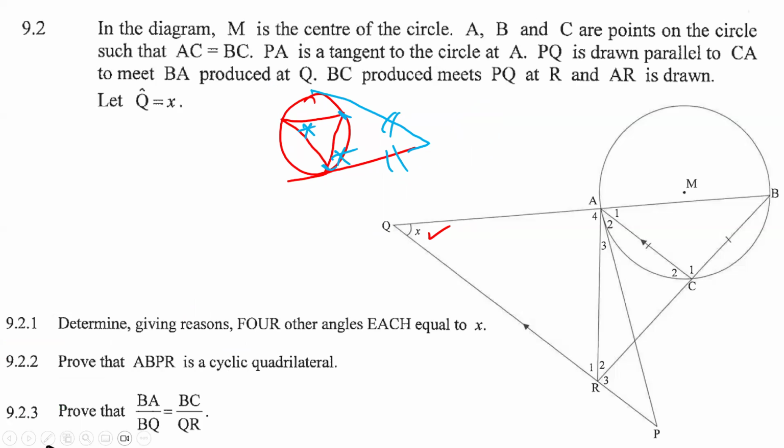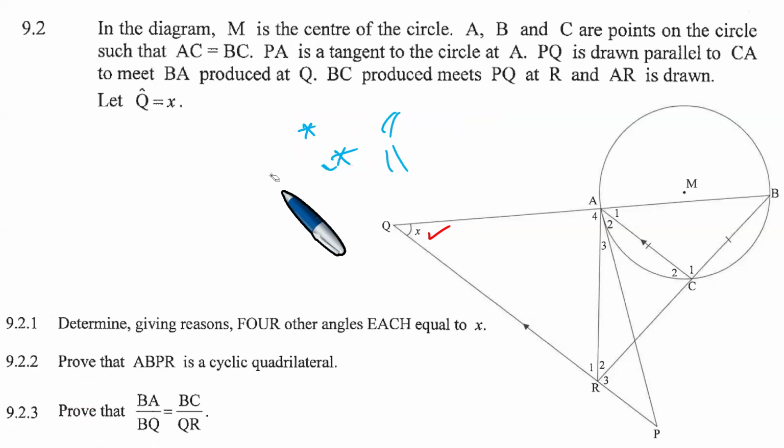That's fine. So we're right back in business. We want four other angles each equal to X. Determine, giving reasons, four other angles each equal to X.